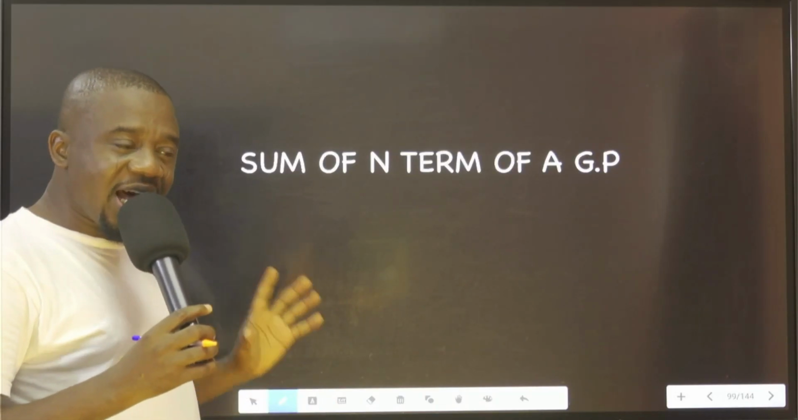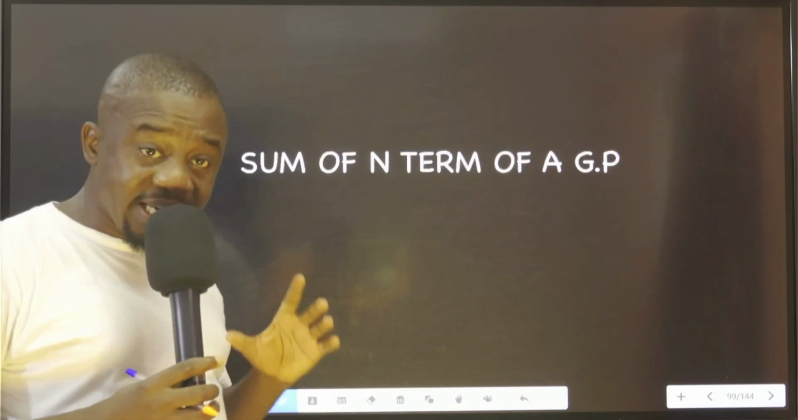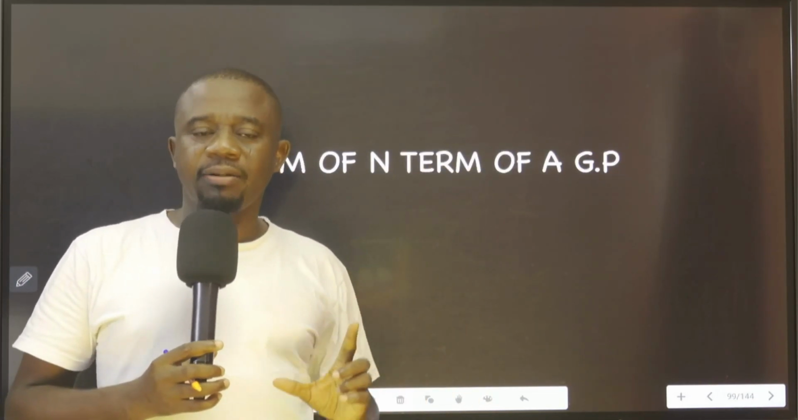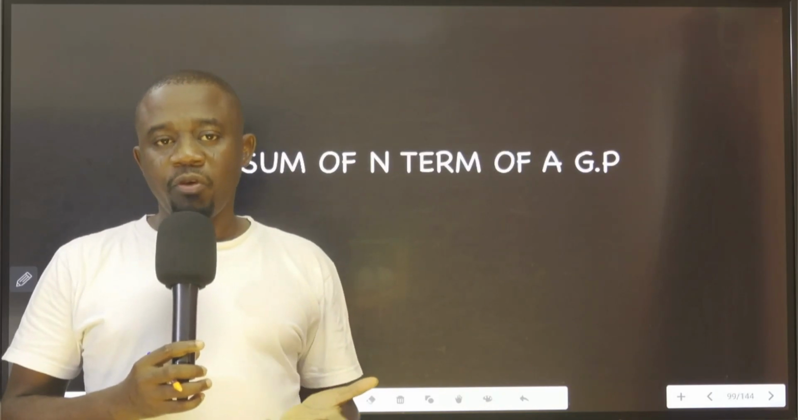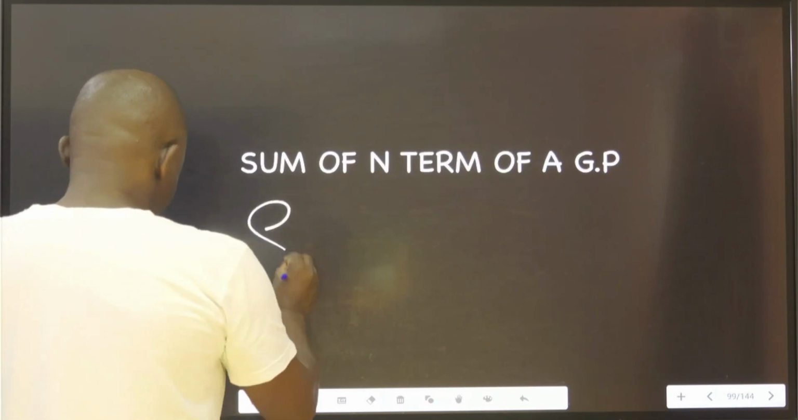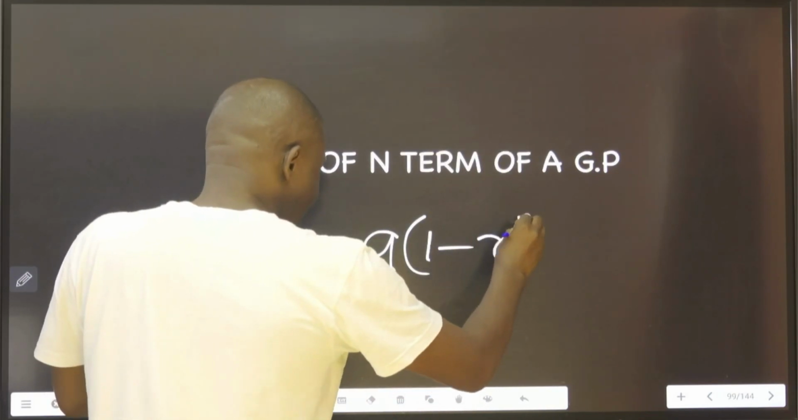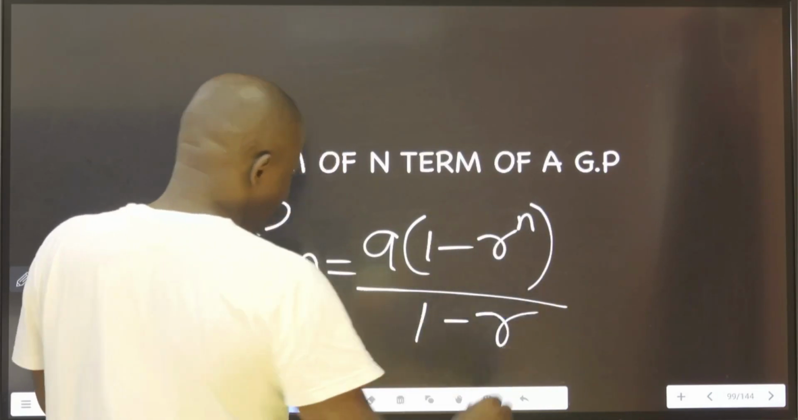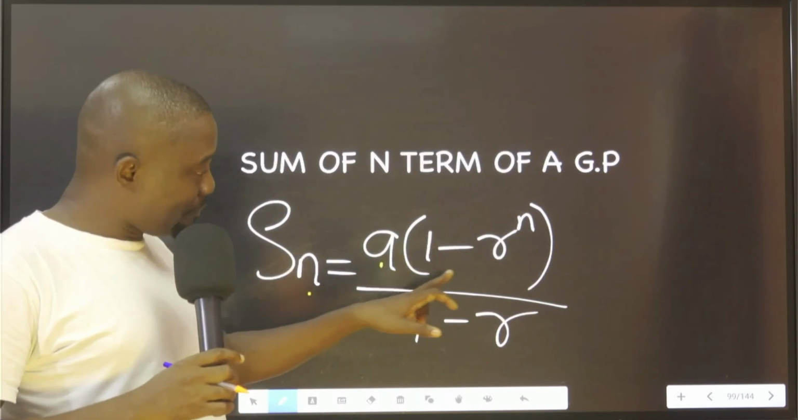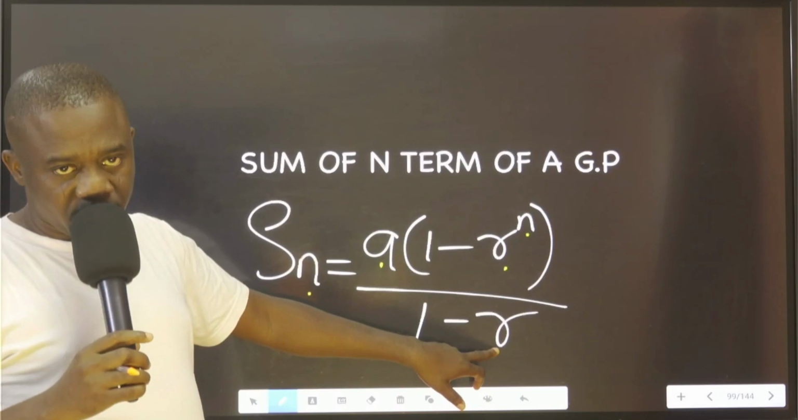Now, in this class, we're going to look at the sum of the nth term of a geometric progression. There is a formula for that. You remember that when we were doing arithmetic progression, we had a formula to calculate the sum. For geometric progression, there is another formula you will use to do the sum. It says: a(1 minus r raised to power n) all over 1 minus r. This is the formula. As you can see, this is the first term, the common ratio, and the number of terms. Let's see an instance.